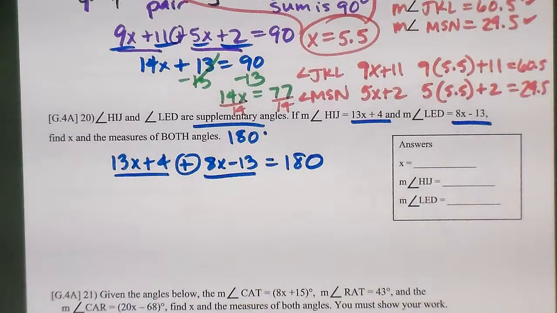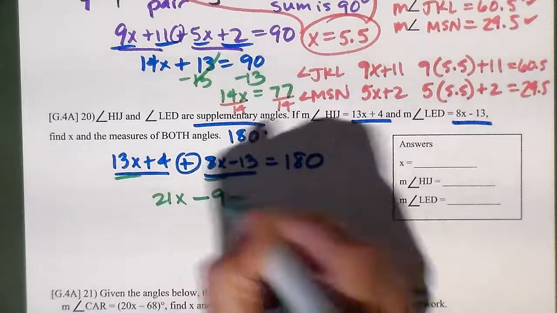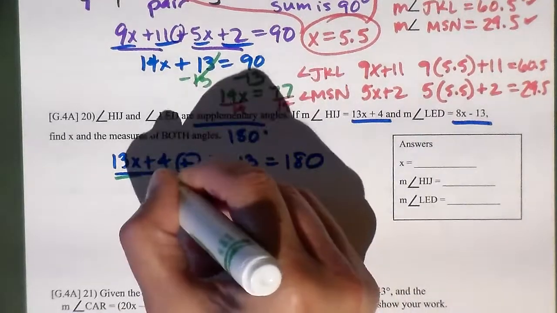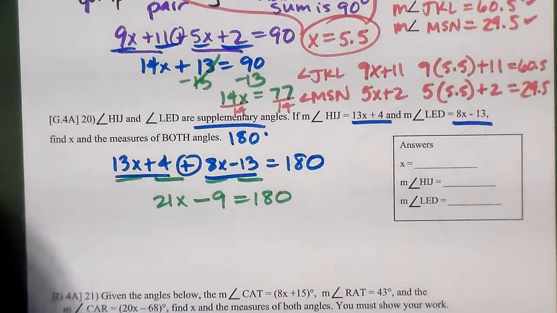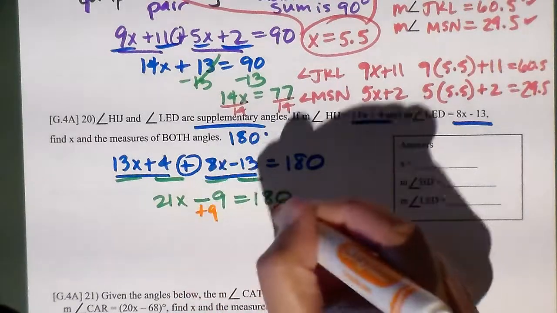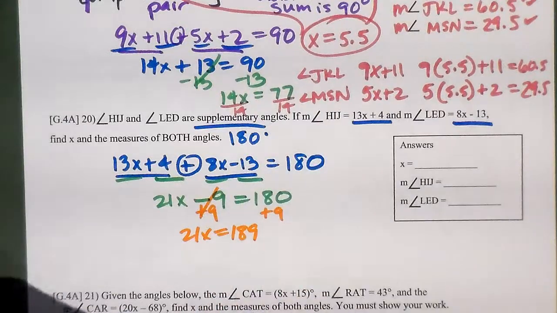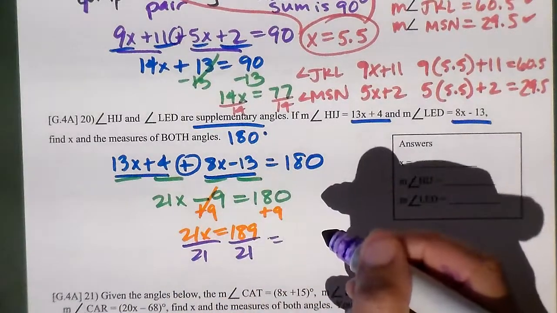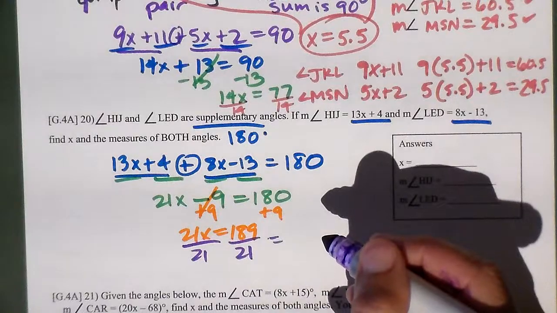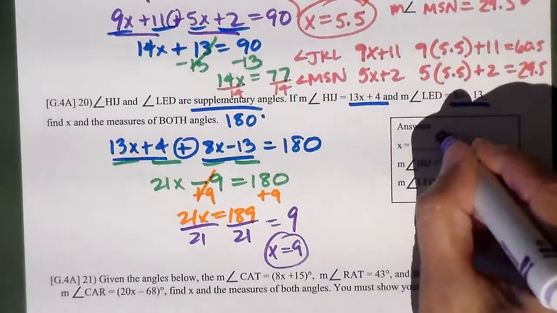So I'm going to solve this algebraically. Again, I'm going to combine like terms. I got 13x plus 8x, so 21x minus 9 equals 180 because 4 minus 13 is minus 9. So now I'm going to solve for x. I'm going to add 9 to both sides. So 21x equals 189. And I'm going to solve for x. So divide by 21. And when you divide by 21, I think it's 9. So x is equal to 9.